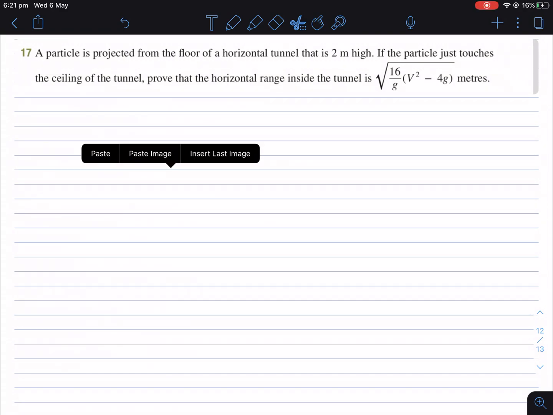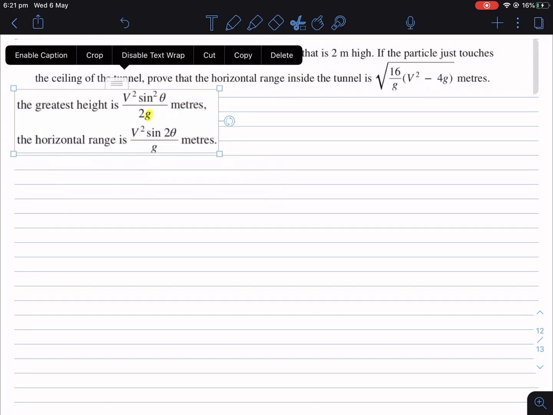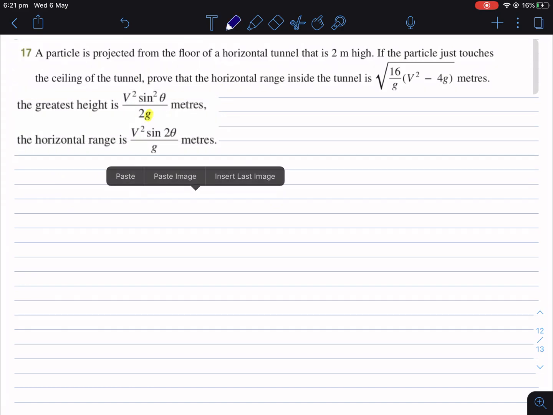So, last question, we went through and proved this, and I'm going to steal it. Our greatest height is going to be 2 meters high. So we know v squared sine squared theta over 2g equals 2 meters, and we're going to somehow sub that in here.